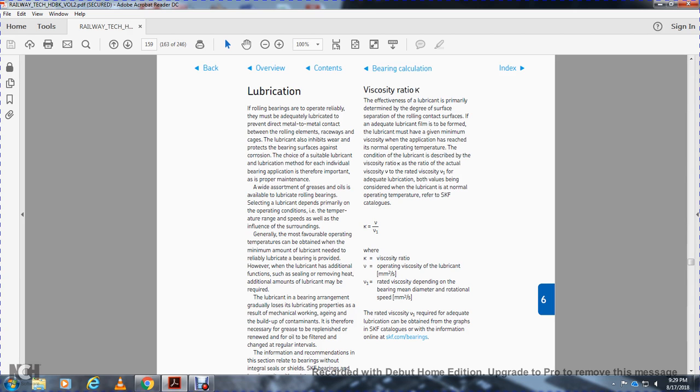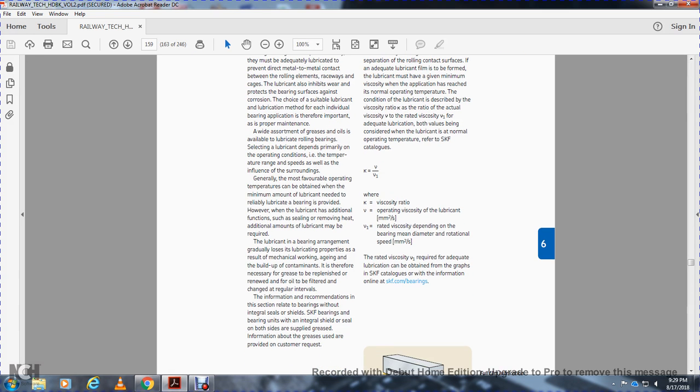Where the lubricant also provides additional functions such as sealing or removing heat, an additional amount of lubricant might be required. In lubricated bearing arrangements, the lubricating properties gradually degrade as a result of mechanical work, aging and the buildup of contaminants. If necessary, plan for grease relubrication or renewal of the oil at regular intervals. The information and recommendations relate to bearings without integral shields. SKF bearing units with integral shields or seals on both sides are supplied greased, with information provided on customer request.